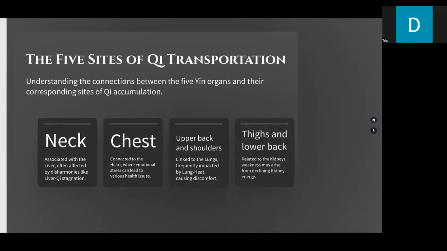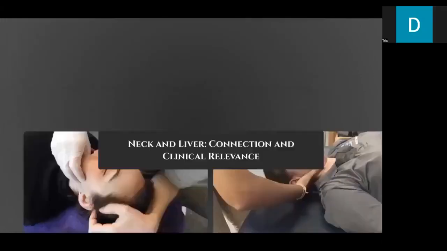The thighs and lower back are related to the kidneys. Weakness may arise from declining kidney energy. The spine corresponds to the spleen, which influences spinal health and alignment.